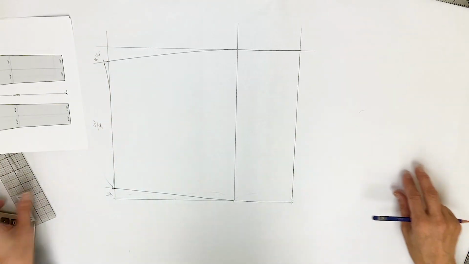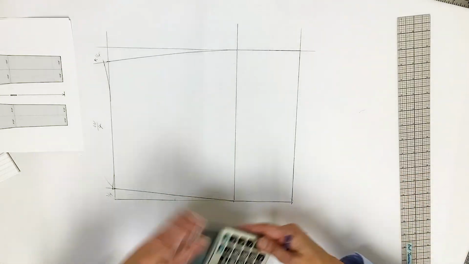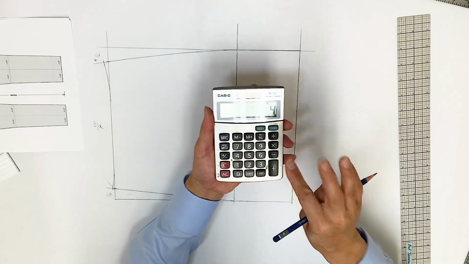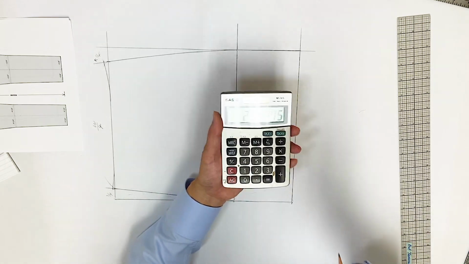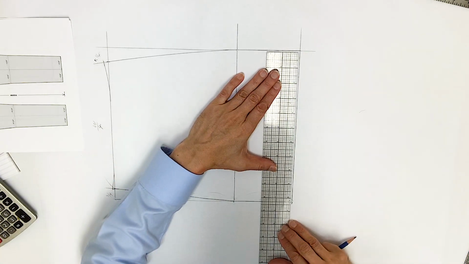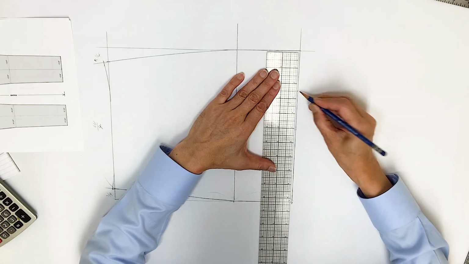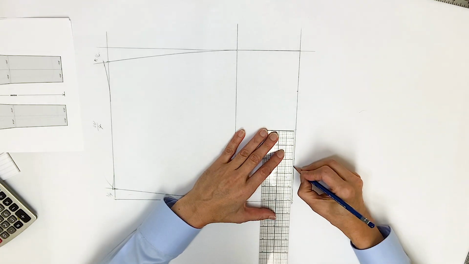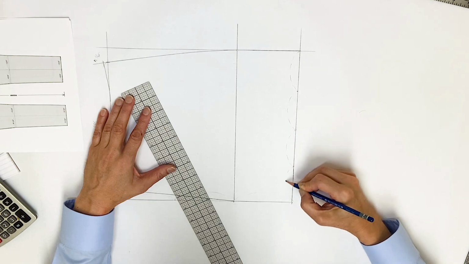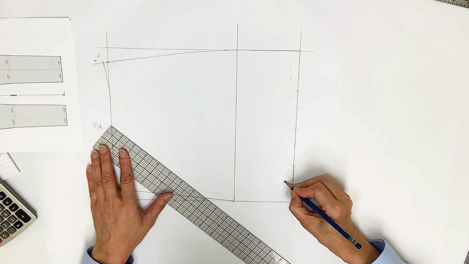Okay, so this one was 10 3/8, right? This was 10 3/8. So I'm going to do 10.375 divided by 4. Okay, so that's 2.56. Okay, almost 2.5. Okay, so divide this into 4 sections. So 1, 2, 3, 4. So equal divisions. Okay, and then this amount, just one section.